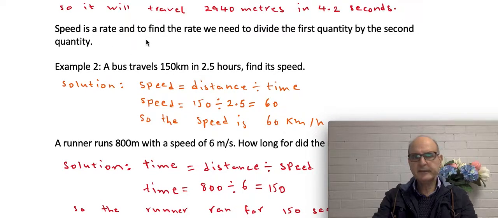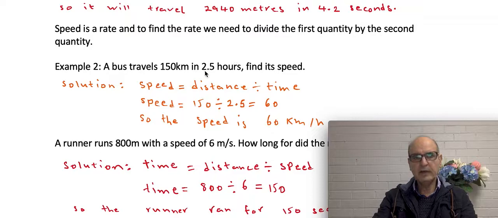The speed is a rate, and to find the rate, we need to divide. We already know that to find the rate, we need to divide the first quantity by the second quantity. Here we've got an example. A bus travels 150 kilometers in 2 hours. Find its speed. All right, speed again is a rate.